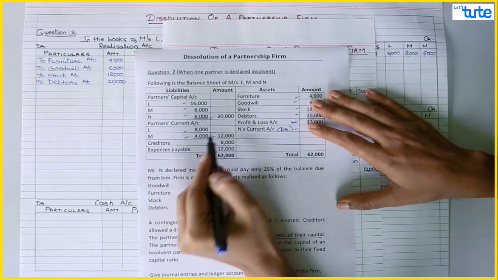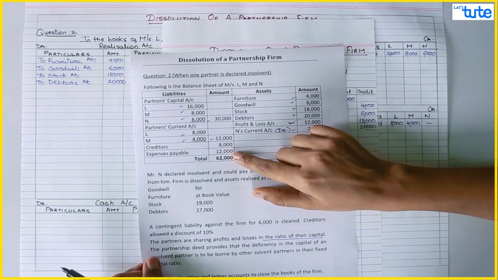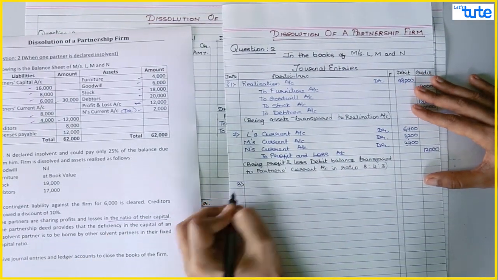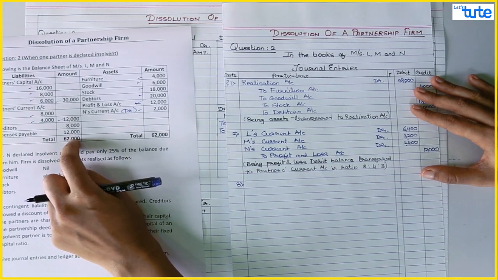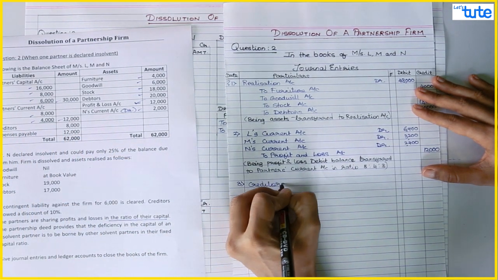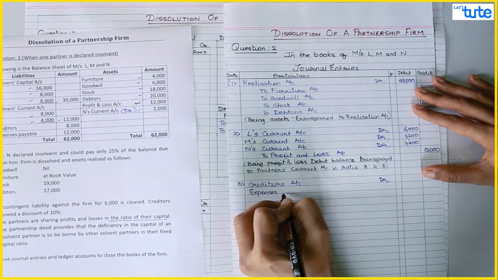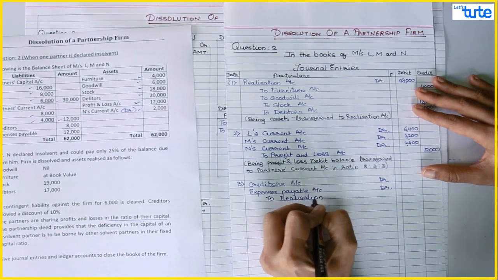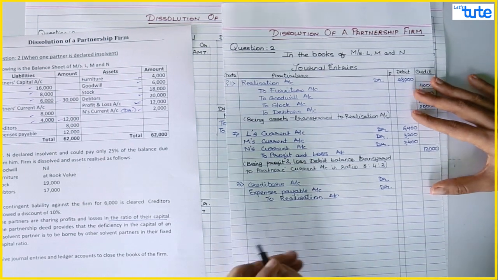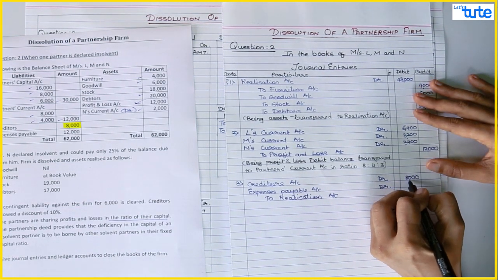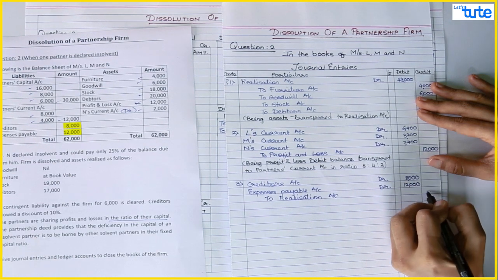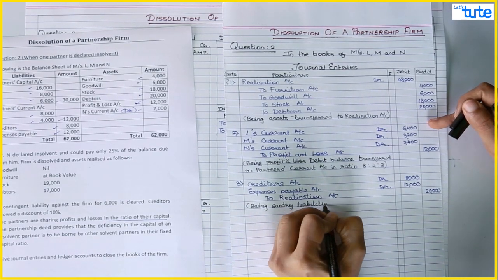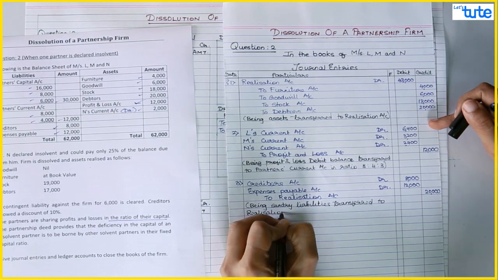Next, this capital and current opening balances are given. Next is your creditors and expenses payable. That would also be transferred to your realization account. Your entry would be, now these liabilities have a credit balance. To close this liability, it would be debited. So we say creditors account debit, expenses payable account debit to realization account. All your assets and liabilities are transferred to your realization account. Creditors is 8,000 and expenses payable is 12,000. So total 20,000. So this is done, being sundry liabilities transferred to realization account.